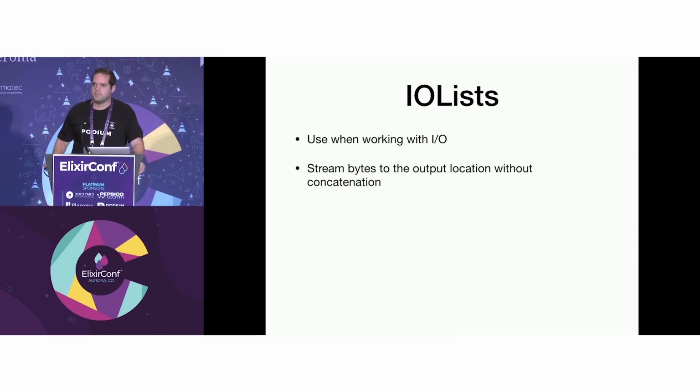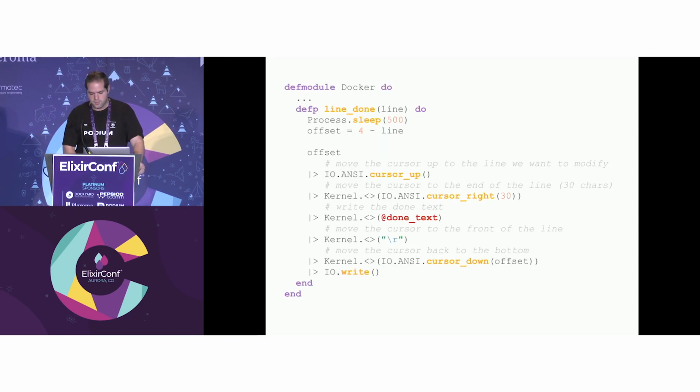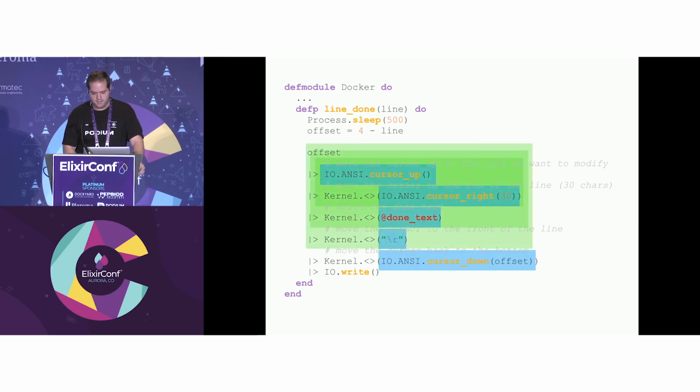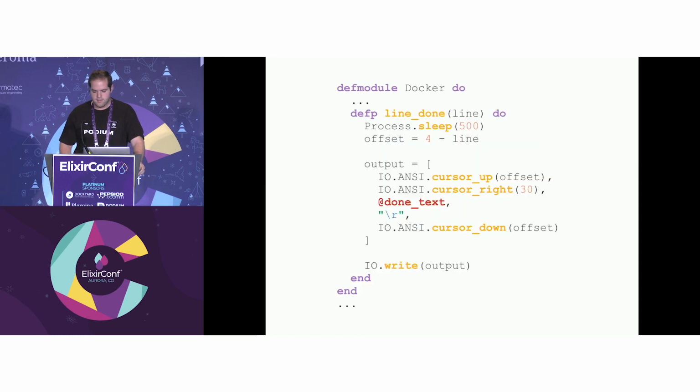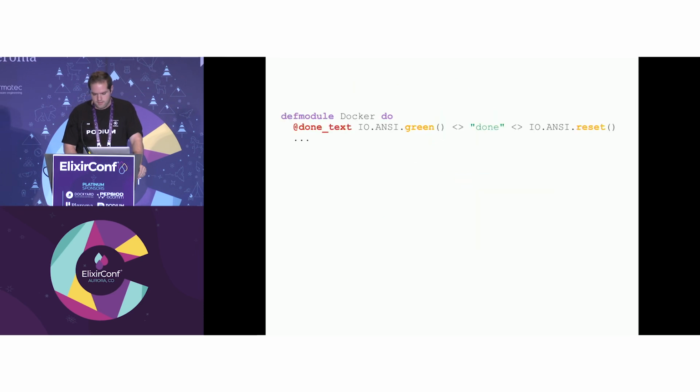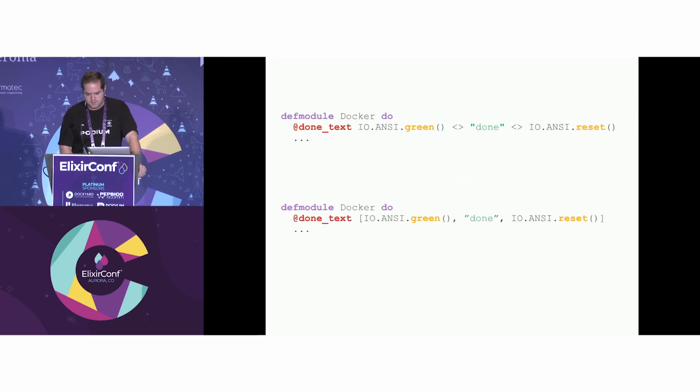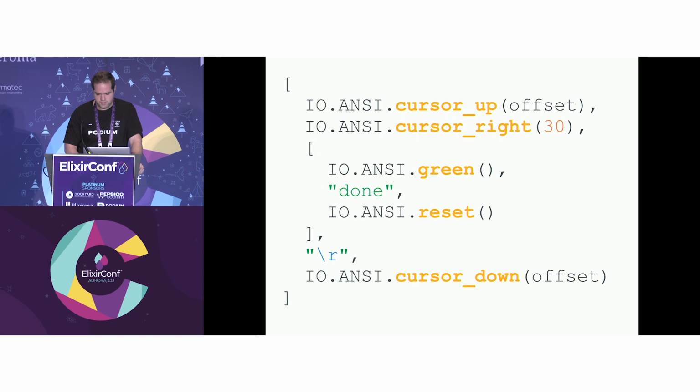So what we can do to make this even better is to use IOLists. What these do is they stream the bytes. So instead of concatenating your string together, you just stream all the bytes into IO. So working with our line done, we can basically just convert it so that instead of allocating all these different strings, all we do is we create a list of all the strings together and then write that out. And we can do the same thing with our done text, just putting those pieces into a list instead of concatenating them. And so then we don't have to allocate the concatenated versions.